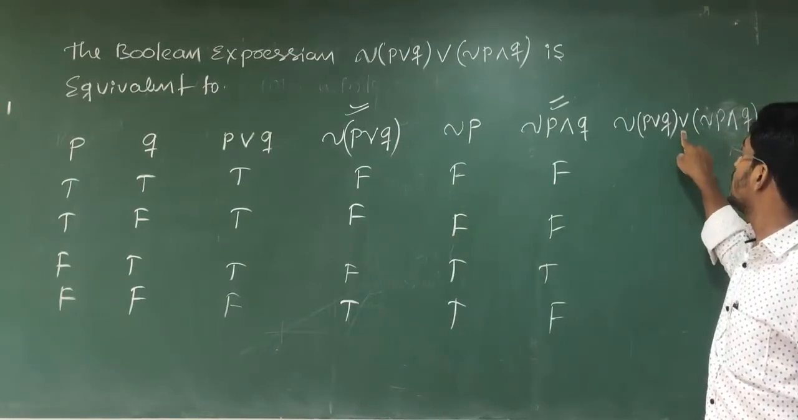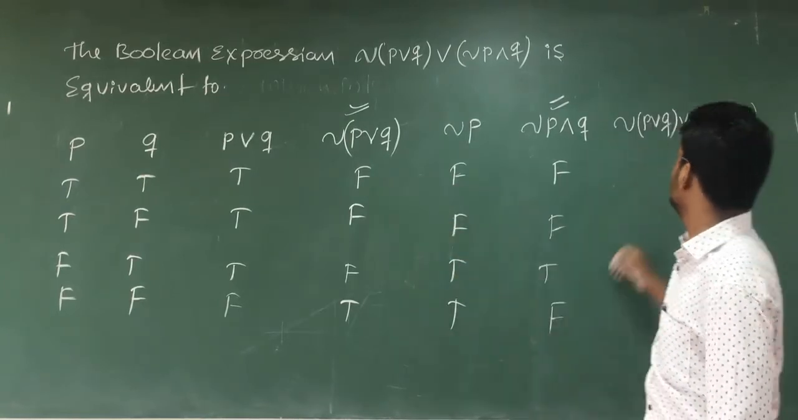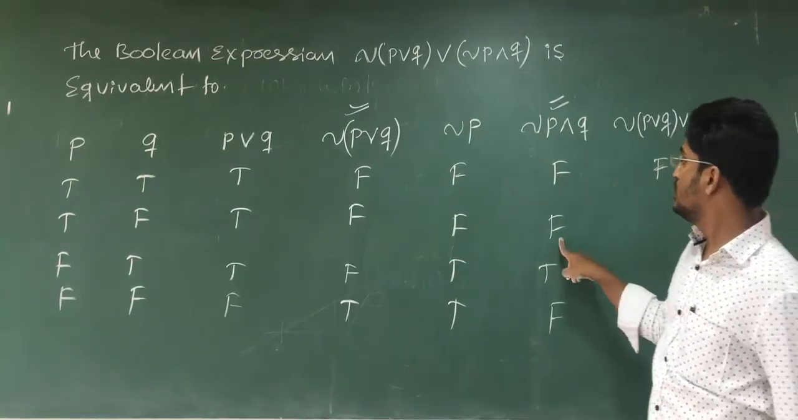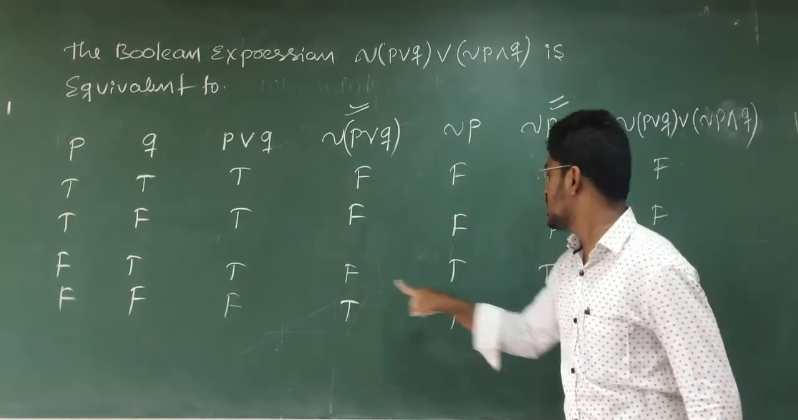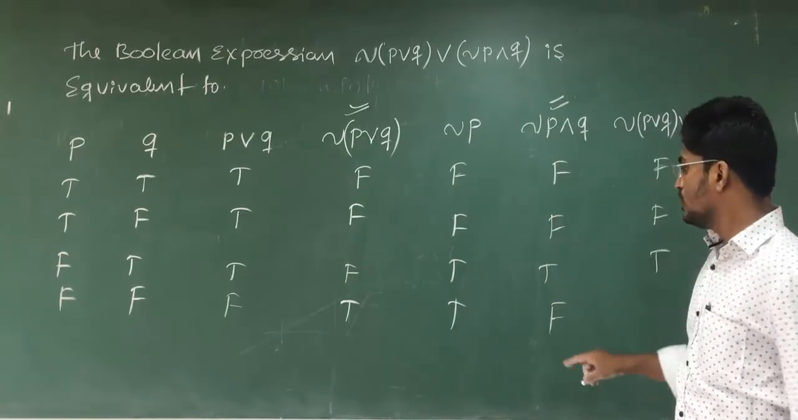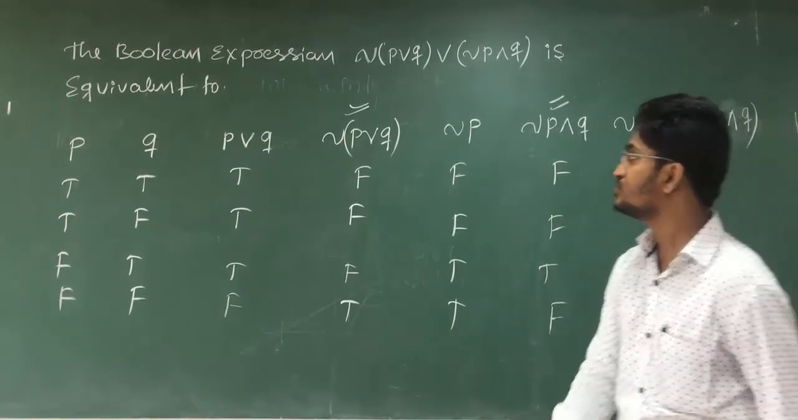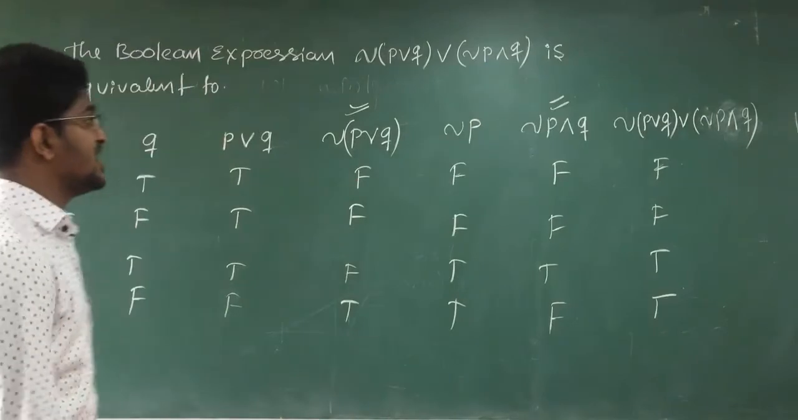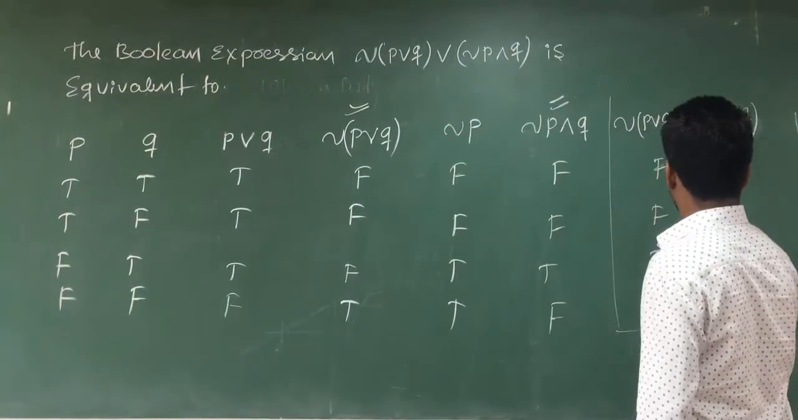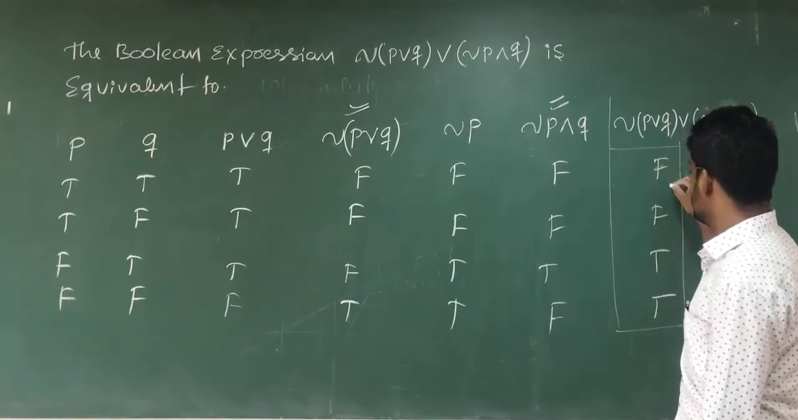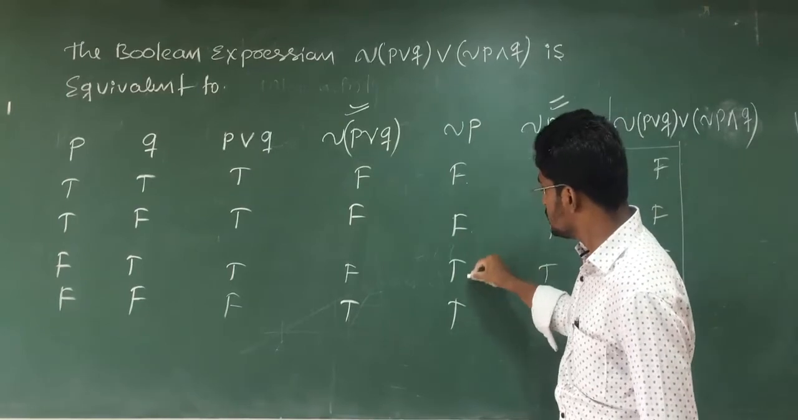Here it is OR. If one of the statements is true, then it will be true. If both are false, it will be false. One of the statements is true, so it will be true. Clear? Now, let us see. This statement is equal to what? False, false, true, true. Okay, you can see here: false, false, true, true.